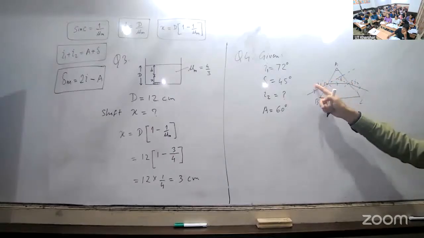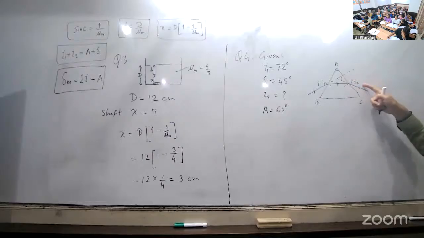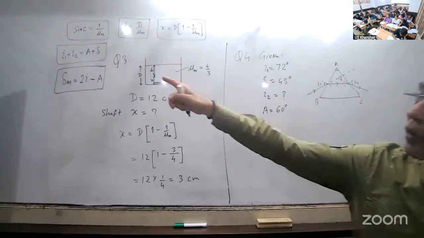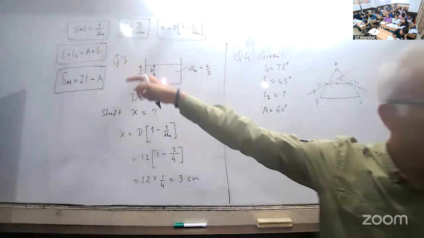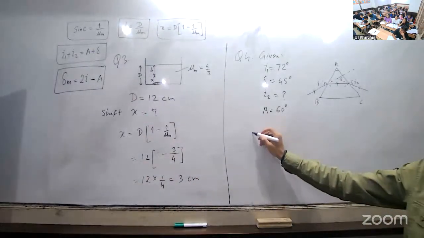This is angle of incidence. This is angle of deviation. This is angle of emergence. This is angle of prism, and it's given. And you know the relation. What is the relation? This is the relation. You have to just use this, nothing else. Okay? So therefore, what is the solution here?